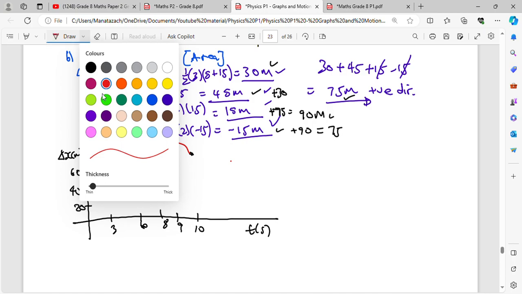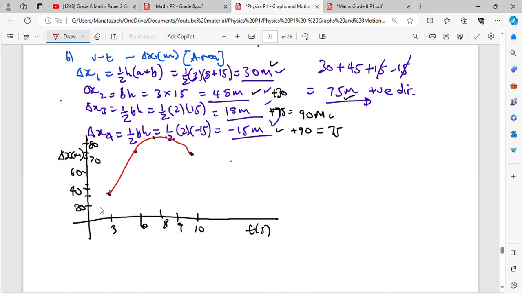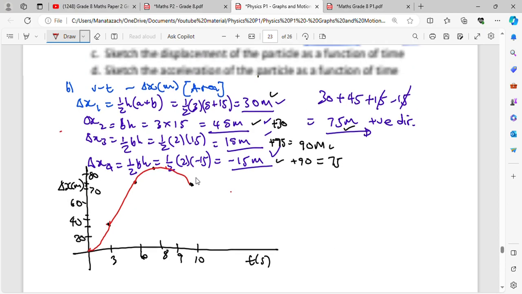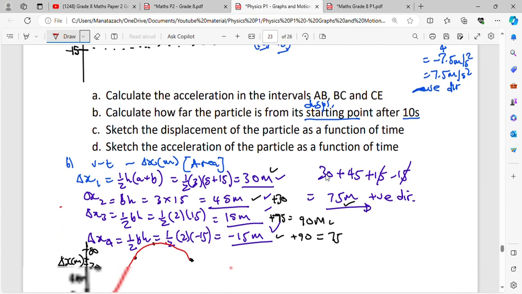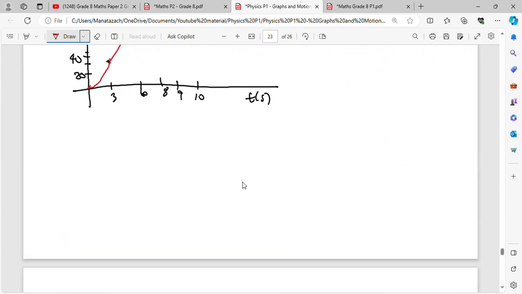Let's try and fix this part of the graph. Remember, I said here it's going to be a hockey stick. It's not really a straight line. And then now let's do the final question. Sketch the acceleration of the particle as a function of time. So let's plot the acceleration.